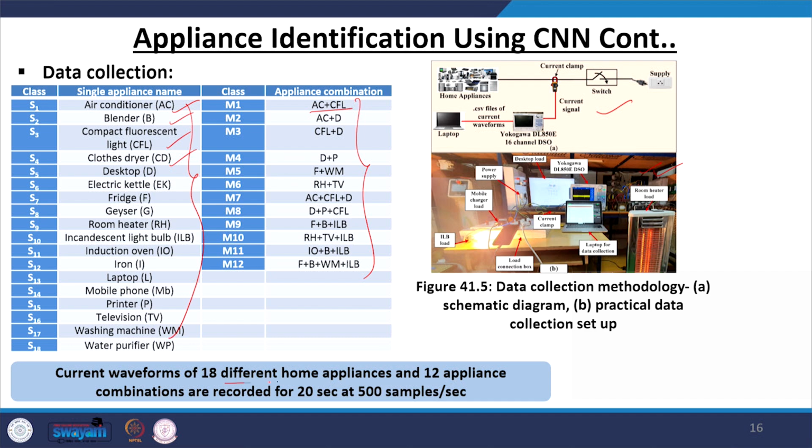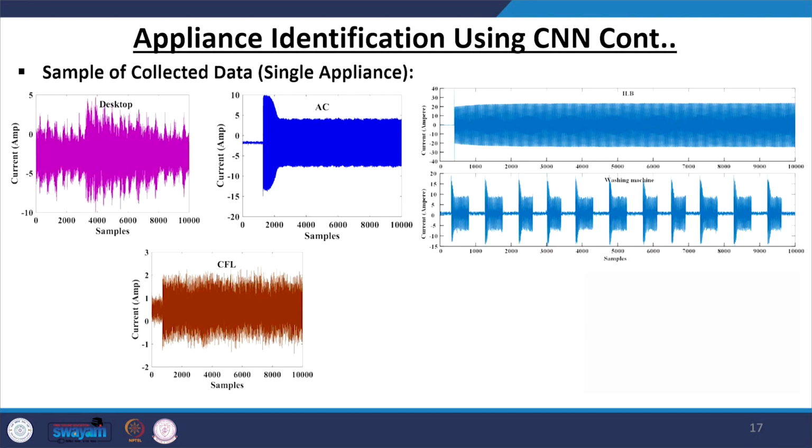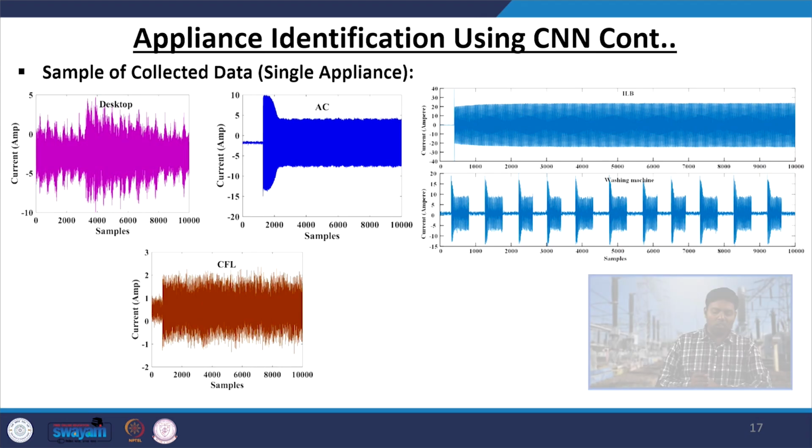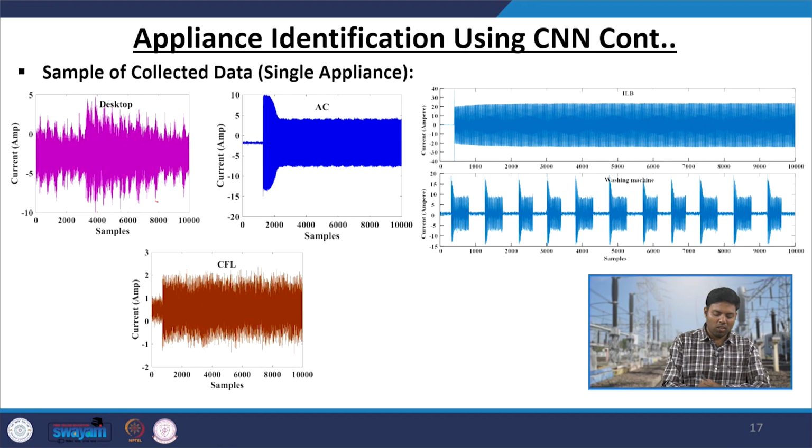For the 18 different single appliances and 12 appliance combinations, the data are recorded for a 20-second time interval at 500 samples per second. That means a total of 10,000 samples are collected. This is a typical current waveform for a few single appliances. This is for the desktop, this is for the AC, this is for the incandescent light bulb, this is for the washing machine and this is for the CFL. You can see their current signatures are different from each other.